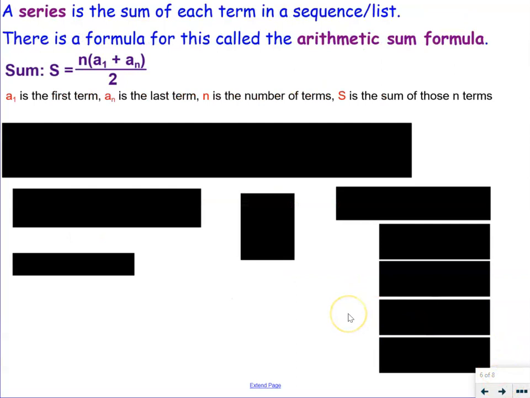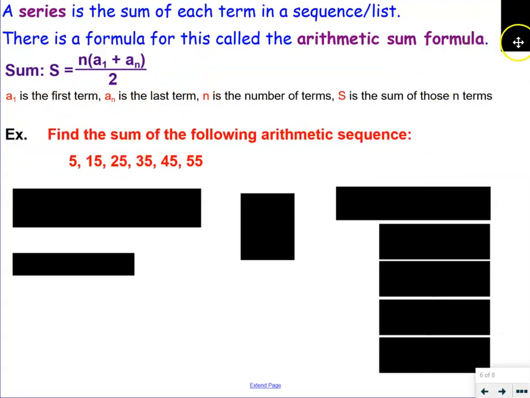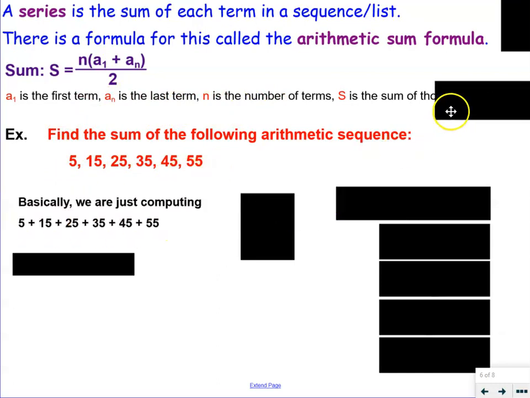All right, the last thing is a series. A series is the sum of each term in a sequence or list. There's a formula for this as well, called the arithmetic sum formula. And that is S equals n times a1 plus an, all over 2. a1 is still the first term, an is still the last term, n is still the number of terms, and S is the sum of those terms. So here's an example. Find the sum of the following arithmetic sequence. It starts with 5, then 15, then 25, 35, 45, 55. So really all we're doing is adding those 6 numbers.